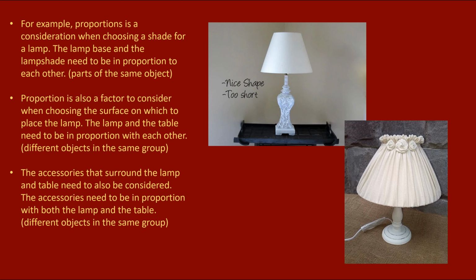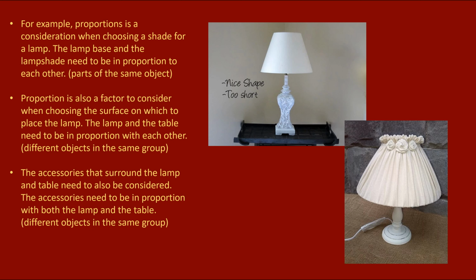Proportion is also a factor to consider when choosing the surface on which to place the lamp. The lamp and the table need to be in proportion with each other. They are different objects, but they're in the same group. A group of designs would be an area in which you're designing, like an entryway table or a nightstand or a wall with different pictures. It's different things, but they're in the same group because that together is what you're designing.